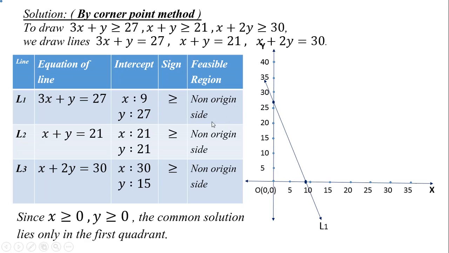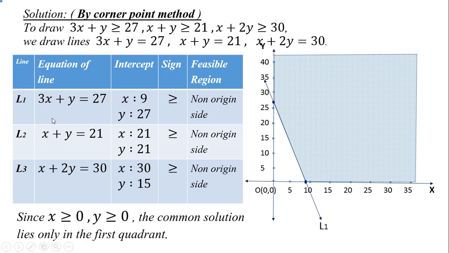So here the non-origin side half plane is the solution set of the given first inequation. Okay. So we denote this solution set of the first inequation 3x plus y greater than or equal to 27. This shaded region is the solution set of the first inequation.